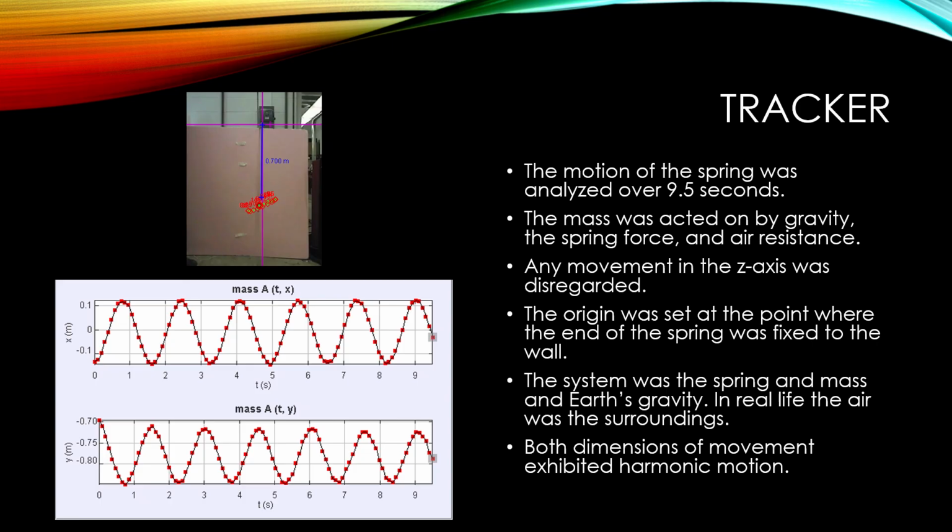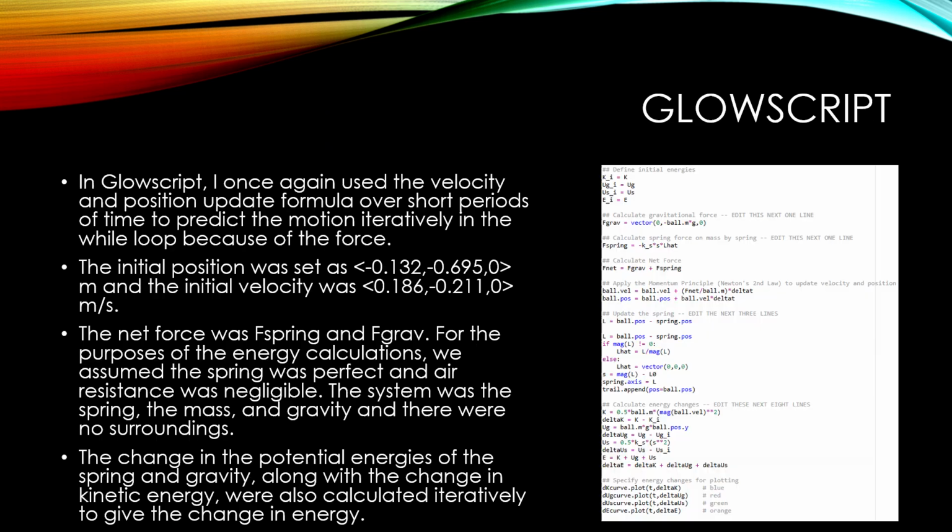The mass was acted on by gravity, the spring force, and air resistance, and any movement in the z-axis was ignored. So the origin was set at the point where the end of the spring is fixed to the wall. The system was the spring, mass, and earth's gravity, and in real life, the air was the surroundings, and I guess the friction in the spring as well. And both dimensions of movement, x and y, exhibited harmonic motion, as you can see in the picture there.